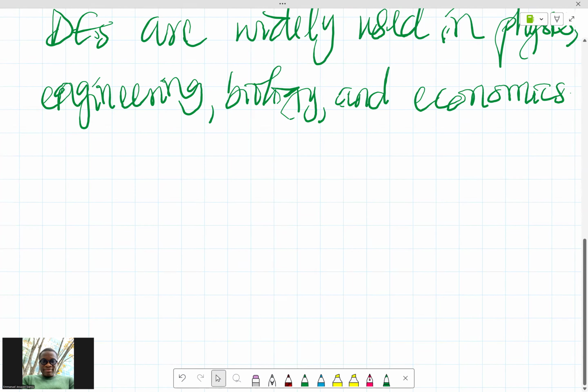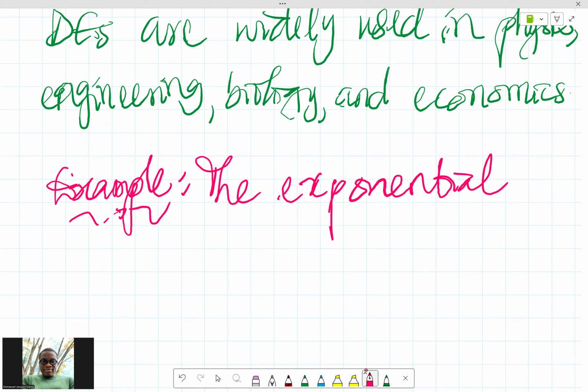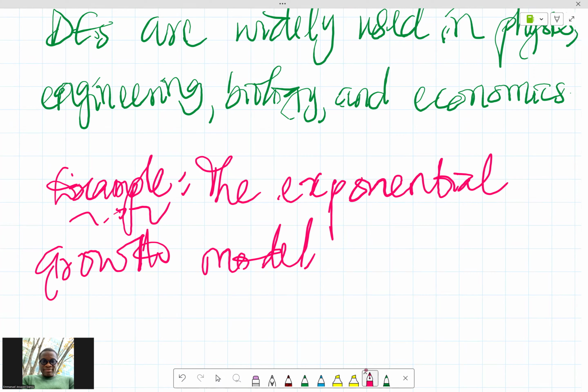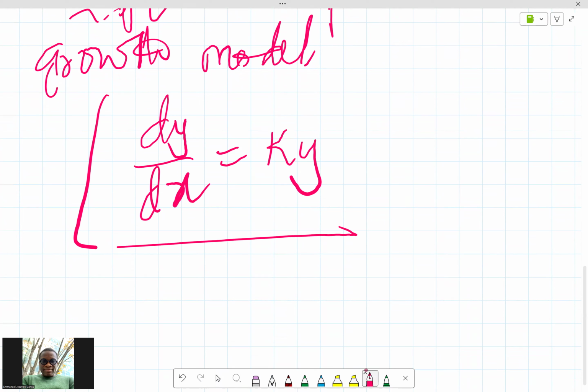So let's have a very simple example. A very simple example of a differential equation would be the exponential growth model. That is dy/dx equals ky. So this is the exponential growth model. I think it follows the Malthusian kind of population growth exponentially.